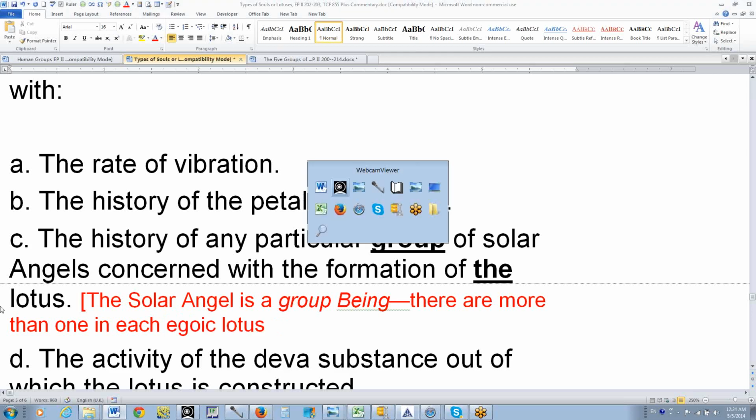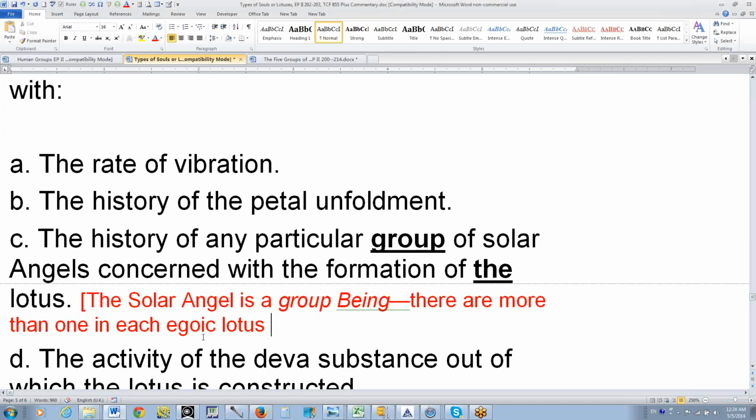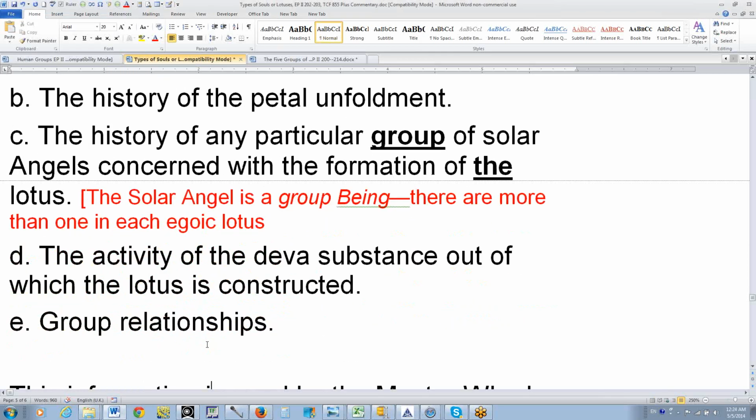And that is something that perhaps we have not been sufficiently aware of. There's an emanative situation going on there where one greater solar angel emanates a number of them, and they are each of them lesser beings than the original, but they supervise a particular province of the egoic lotus. And the activity of the Deva substance out of which the lotus is constructed, and this Deva substance is going to be found differentiated on each one of the subplanes.